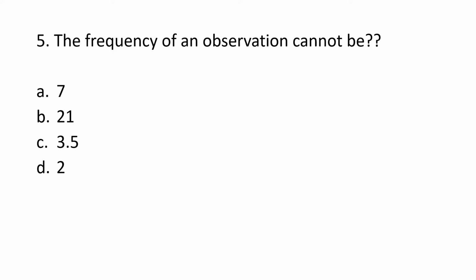For example, 1, 2, 1, 1, 3. If you want to find the frequency of 1 in this data set, the frequency will be 3 because 1 is repeated 3 times. Can the frequency be 1.5 or 1.2? No, because it should be only a whole number. The frequency is always a whole number. So option C will be the answer. It cannot be the observation.